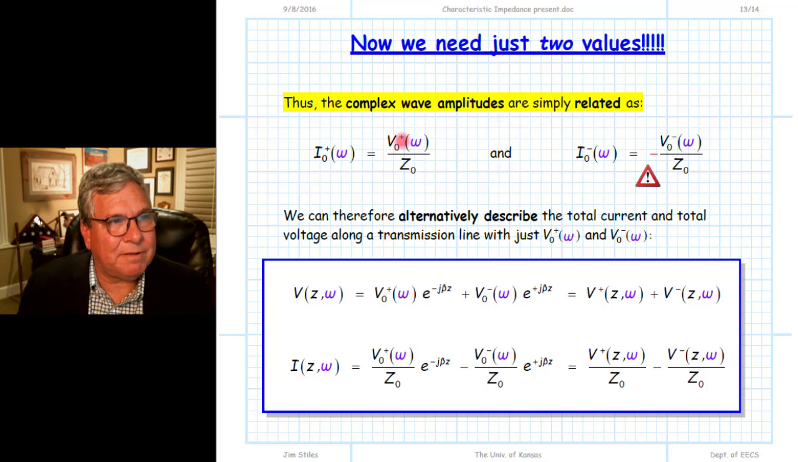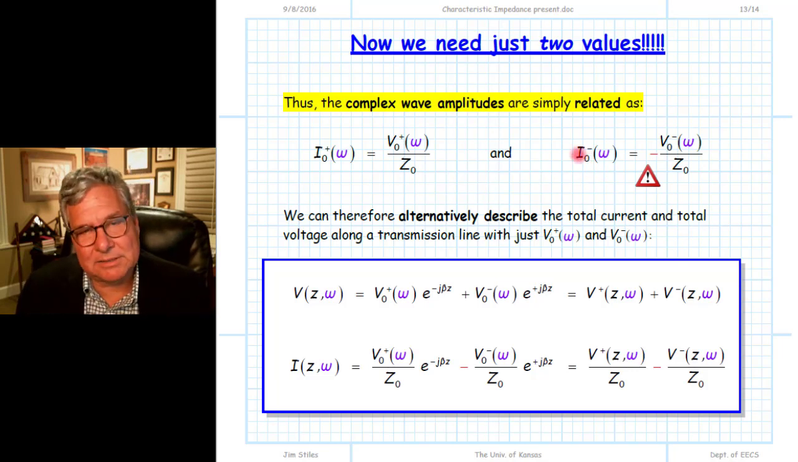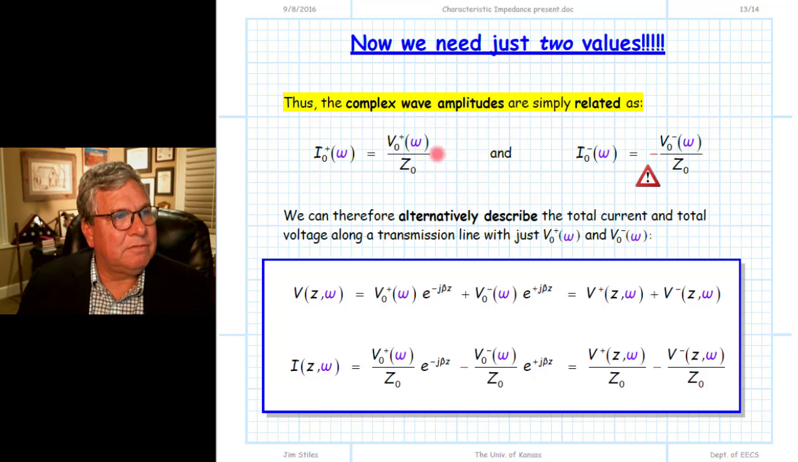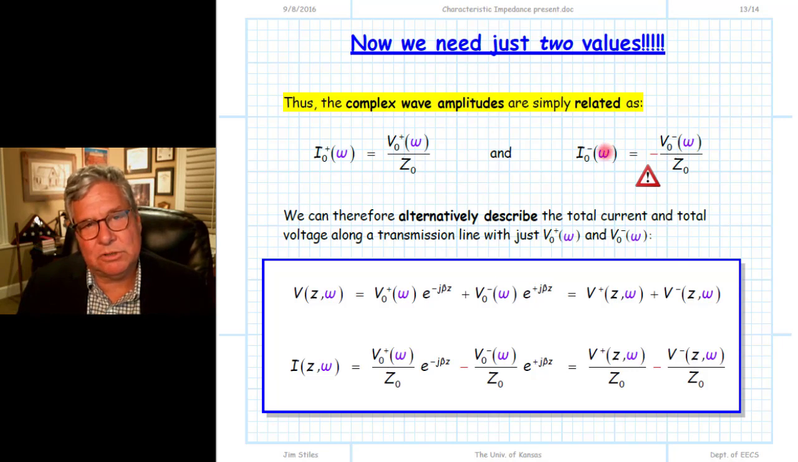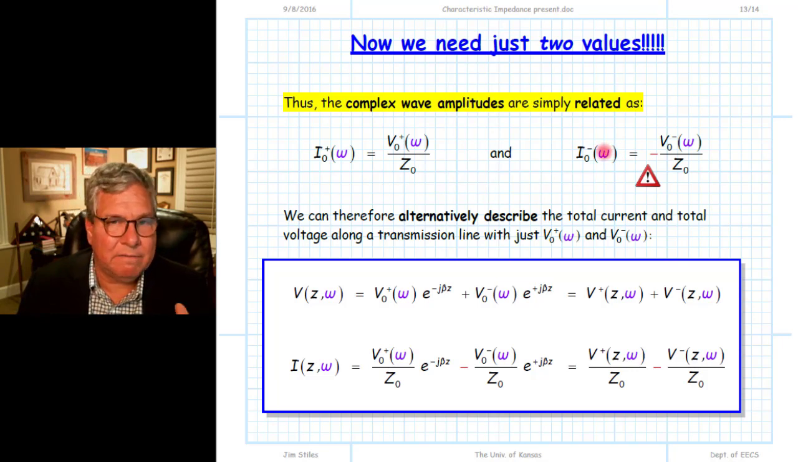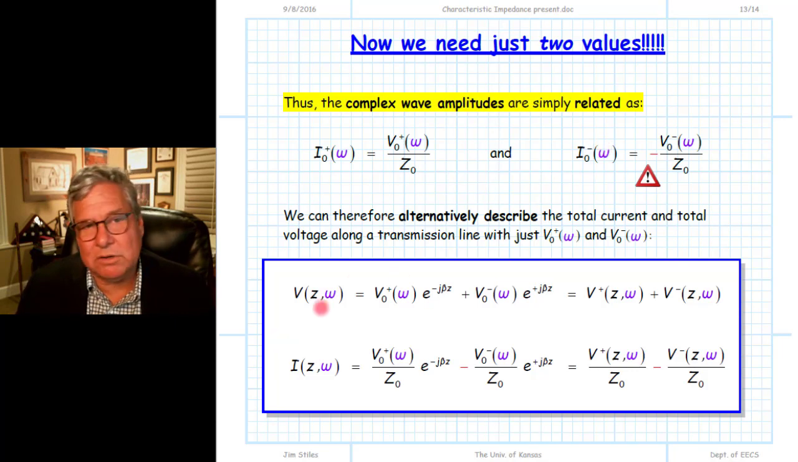All right, we're going to codify all this by inserting it back into our telegrapher equation solutions. Remember, our original telegrapher equation solutions had 4 complex wave amplitudes. From these relationships, we're going to rewrite them in terms of simply 2 complex wave amplitudes. And those 2 complex wave amplitudes are V0 plus and V0 minus. Now, for total voltage, we don't really change anything. We've already written those in terms of V0 plus and V0 minus only. All right, so this is the solution.